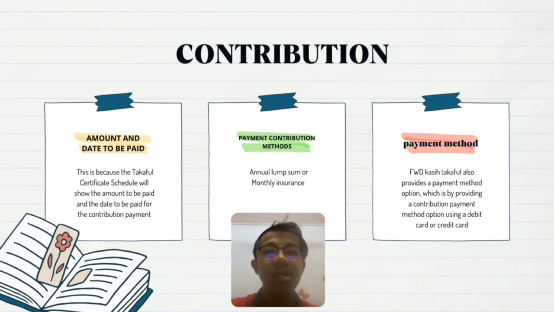The covered person may change the frequency option at any time. In addition, FWD Kasih Takaful also provides a payment method option, which is using a debit card or credit card. However, customers must also be aware that the contribution rate is not guaranteed. The contribution rate listed in the takaful certificate schedule is not guaranteed. This means that FWD Takaful can change the contribution rate by giving 3-month notice in writing to you and the covered person. We will change the contribution rate on your next certificate anniversary.